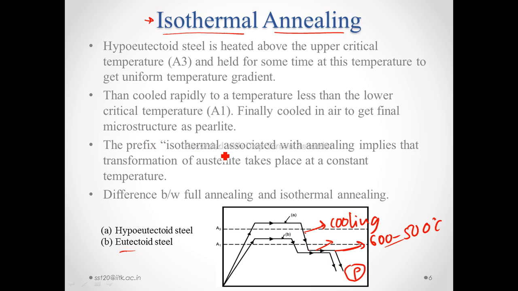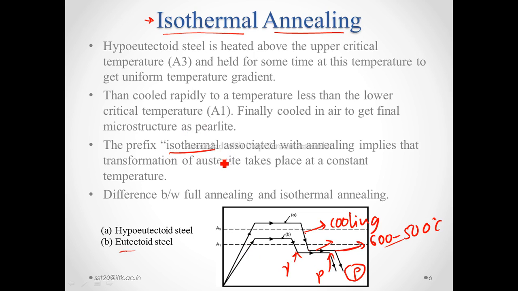The prefix iso in isothermal annealing implies that the transformation of austenite takes place at a constant temperature. See, this is a constant temperature process. Here it is austenite, and at the end of this step it is the pearlitic region, all at a constant temperature. Hence, this is called isothermal annealing.